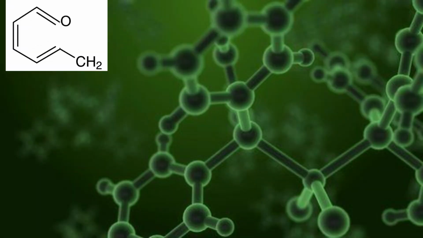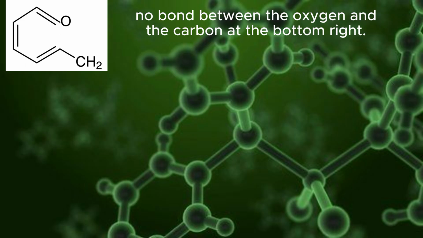Example 3. The acyclic illusion, structure 3. At first glance, this molecule might look like a cyclic compound simply because of how it's drawn on the paper. It sits in a circular arrangement that mimics a ring. The reality check: if we look carefully at the structure, we see that there is no bond between the oxygen and the carbon at the bottom right.